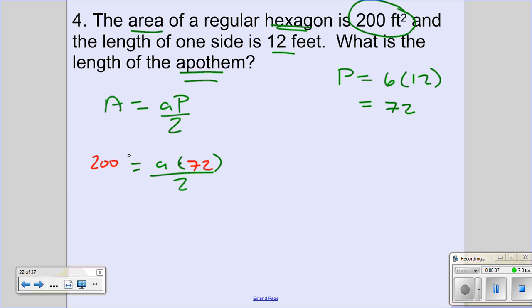So, always, what you can do, turn this into a fraction and cross multiply. So 72 times my apothem is equal to 2 times 200, which is 400. And now I need to divide both sides by 72 to get my apothem by itself.